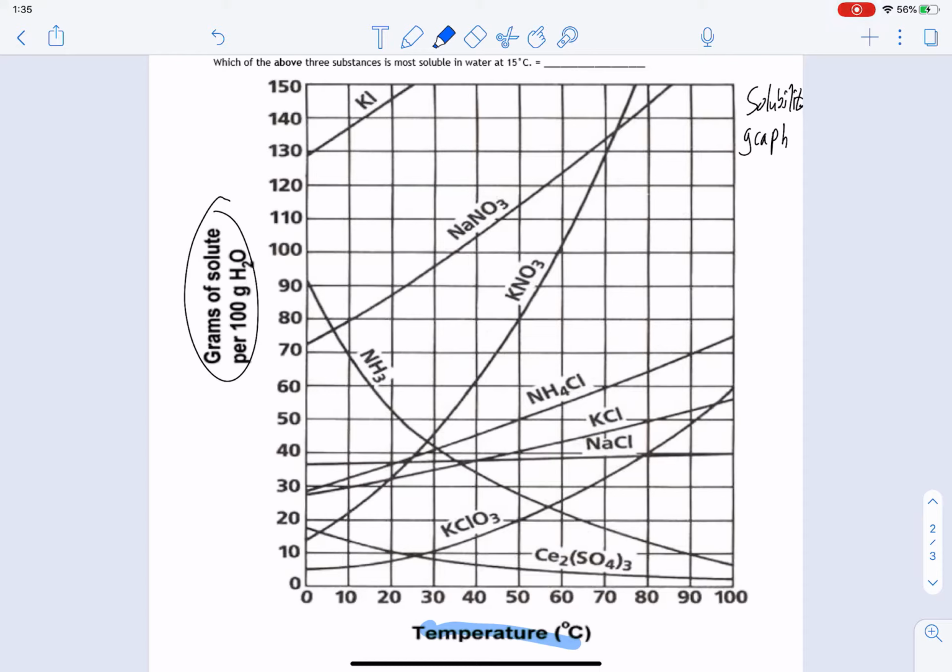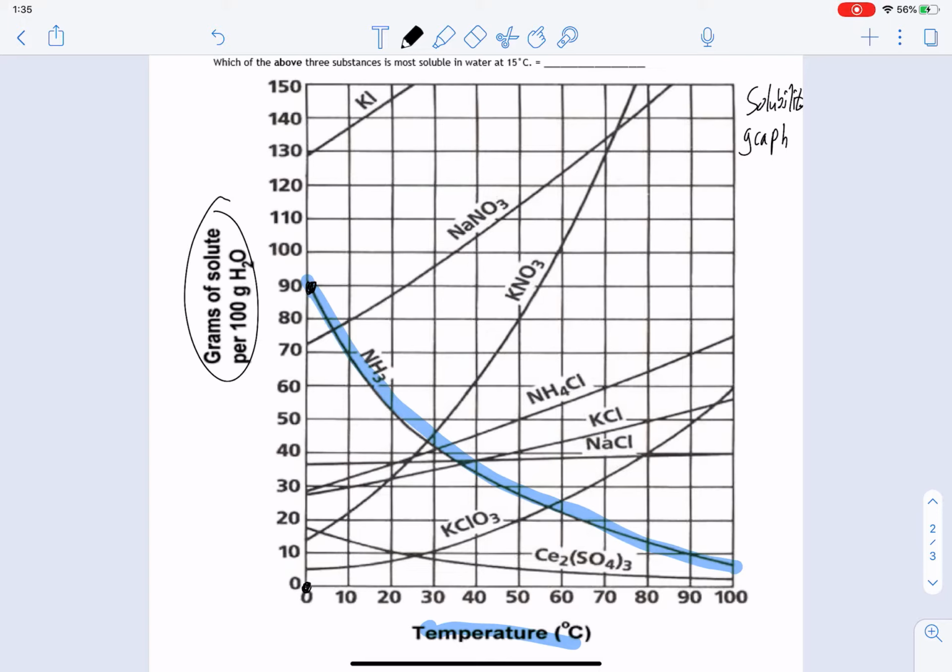So as we increase temperature, what is happening to our solutes? Each line represents one solute and how the solubility changes as you increase the temperature. So if we look at NH3, we can see as the temperature increases, the solubility for NH3 goes down, where we started at about 90 grams, which means in a 100-gram glass of water, about 90 grams of NH3 can dissolve in it at a temperature of 0 degrees Celsius.